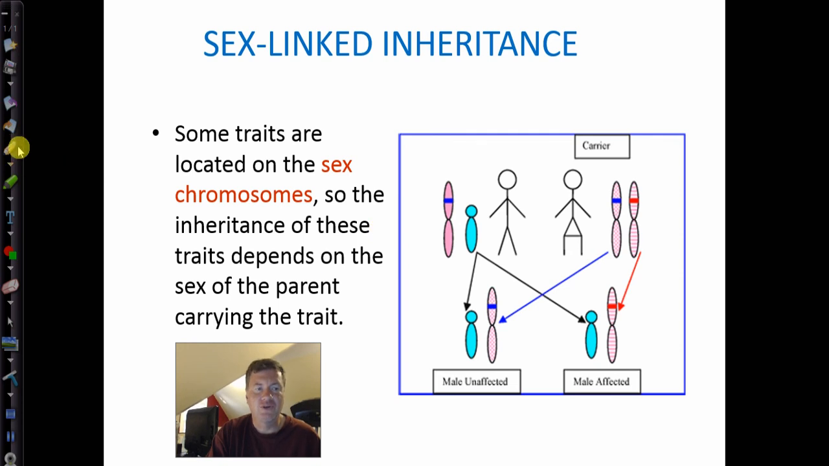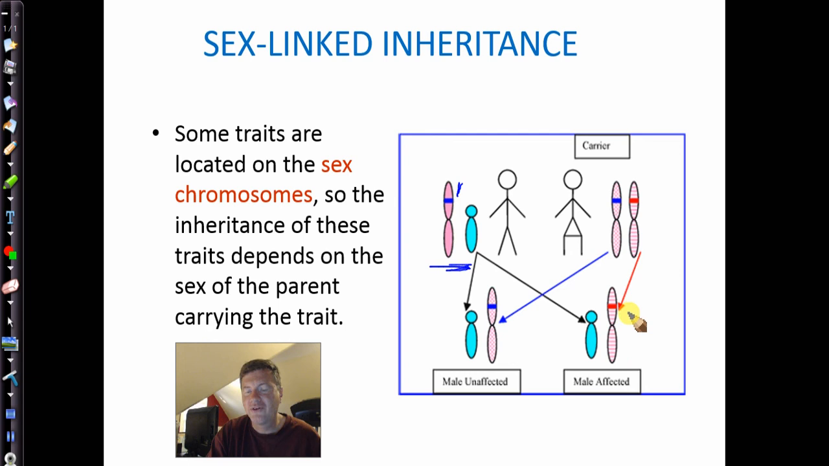So let me draw one here for you. Okay, so this is a guy. Okay, here is a trait that we're talking about. So you can see half of the males that are produced here are going to get the blue version, and therefore they're going to be unaffected. Half are going to get this version, and they're going to be affected.